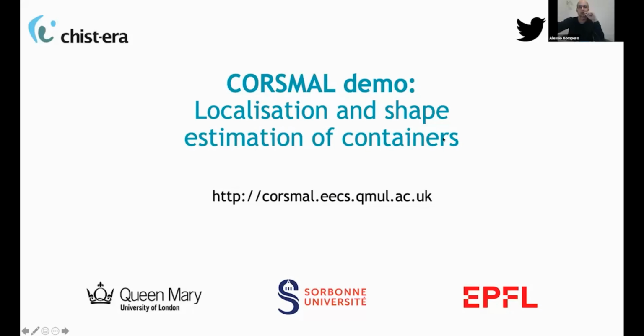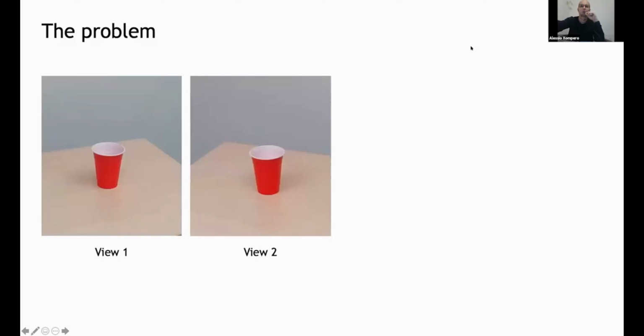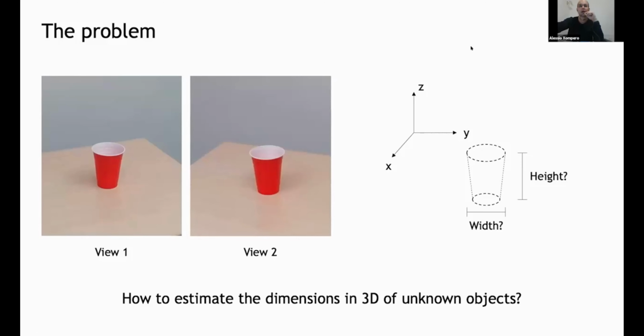So I will proceed with the second part of the CORSMAL presentation. Here we have a demo about localization and shape estimation of containers. Here is a problem where we have the views, as we saw in the CORSMAL containers, of an object that lies on a table. And the specific goal here is how can we estimate the dimension in 3D of this object that may be unknown to a system, for example, a perception system or a robot. And by dimension for this type of containers, we refer to height and width.